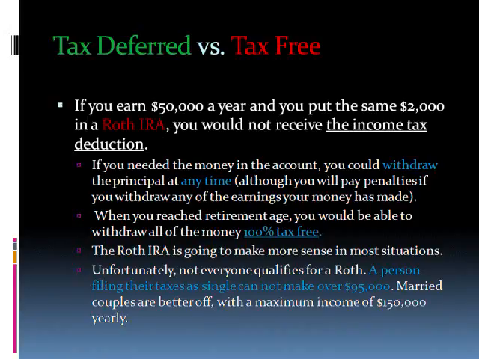The Roth IRA is going to make more sense in most situations, but unfortunately not everyone qualifies for the Roth. A person filing taxes as a single cannot make over 95,000, and married couples are limited to a maximum income of 150,000 yearly.